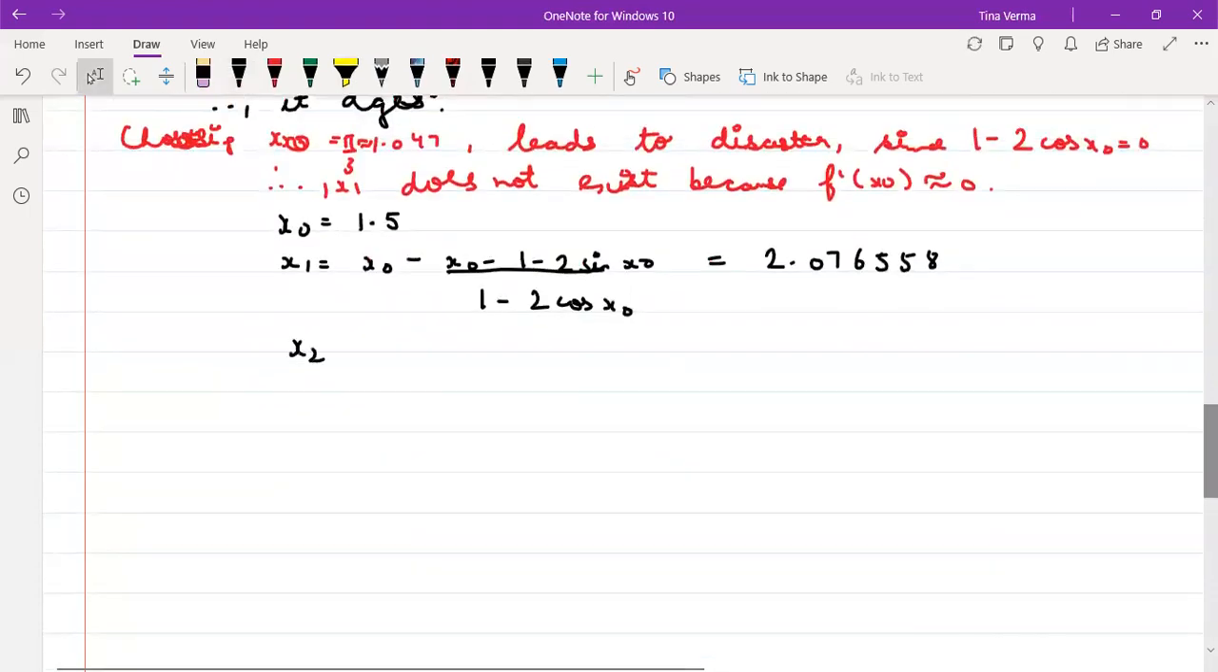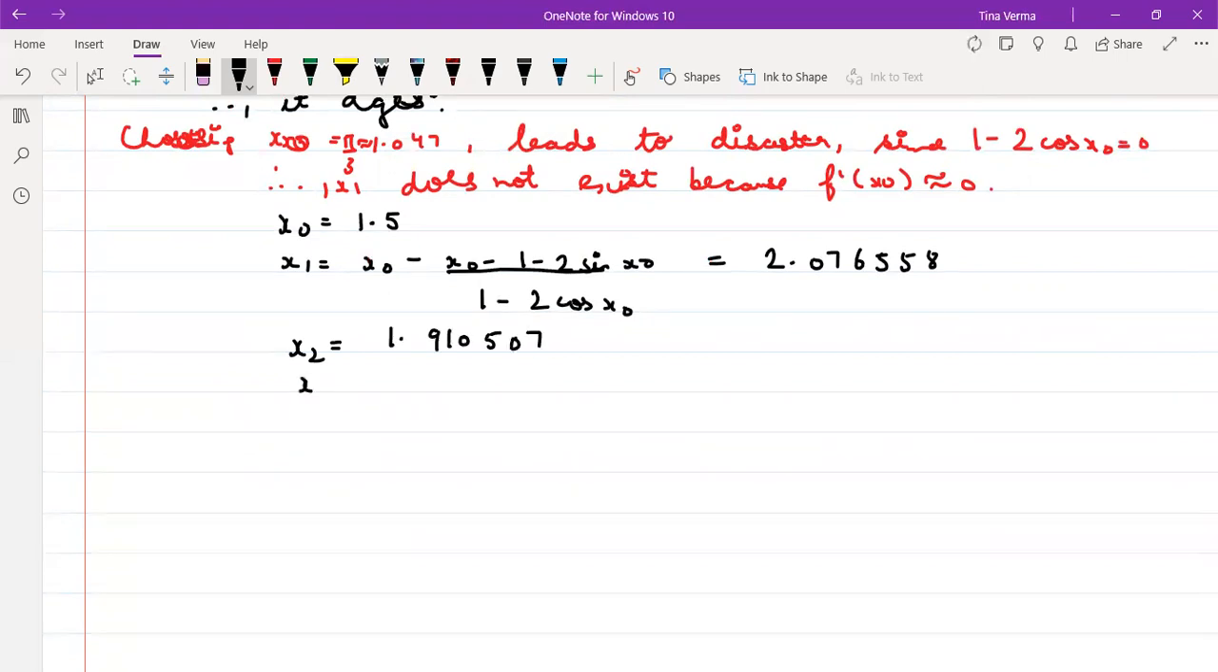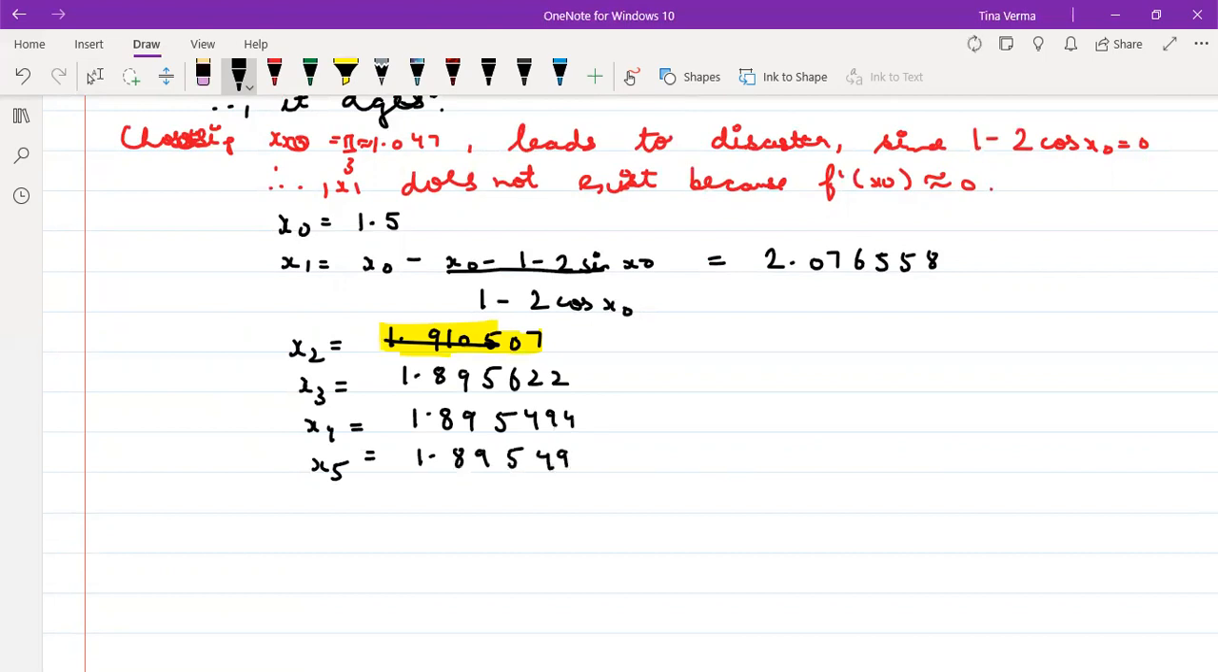so when you perform the next iteration, that means when you substitute the x1 value in the xn formula, it is giving me answer as 1.910507. If you find x3 by substituting the value of x2 in your function, it is giving me answer as 1.895622. x4 is giving me answer as 1.895494. x5, so you can see from here the difference between your x5 minus x4 is less than or equal to 10 raised to the power minus 3, right.